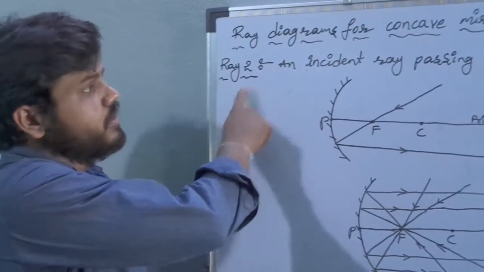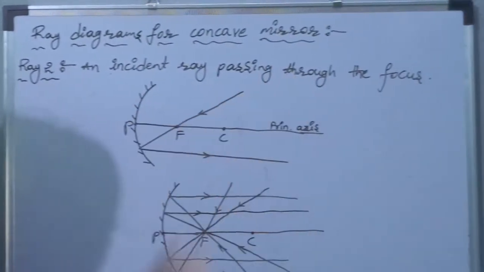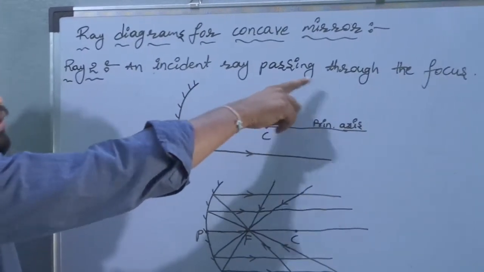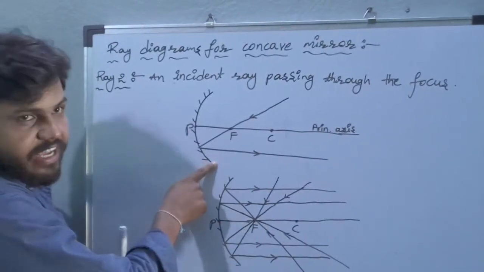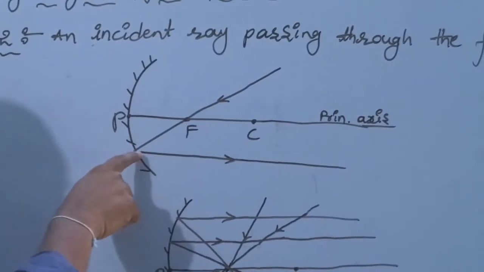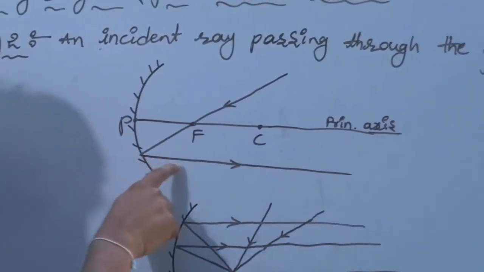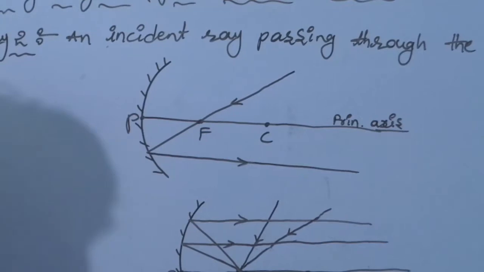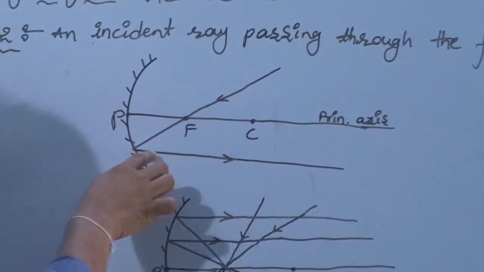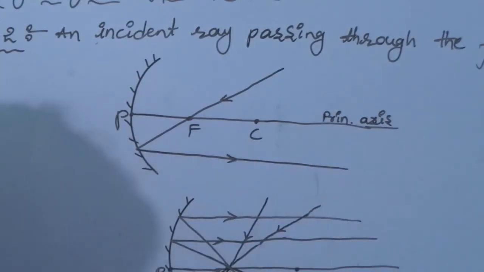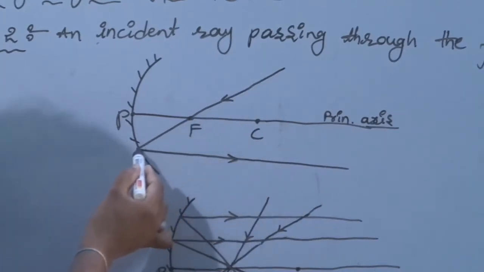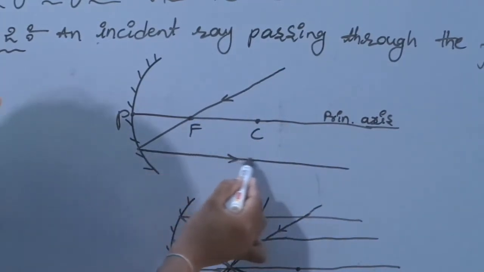Next, ray 2, an incident ray passing through the focus. Now see the diagram. The incident ray is passing through the focus. After reflection, it is parallel to the principal axis. Again I am repeating, the incident ray passing through the focus is reflected parallel to the principal axis.